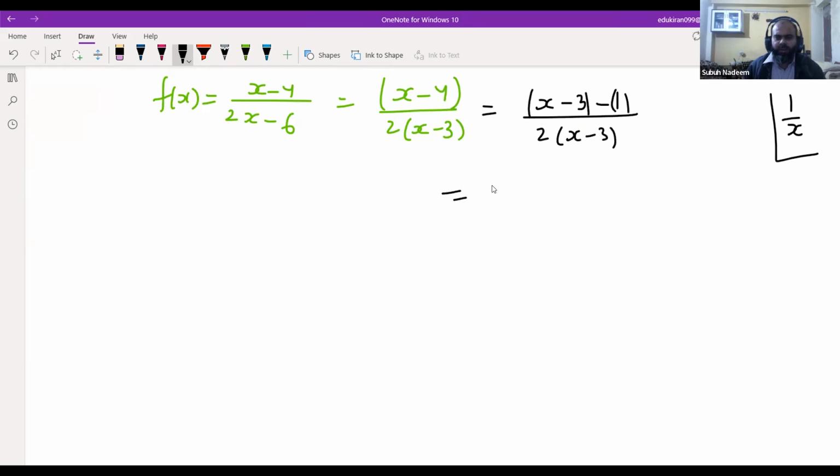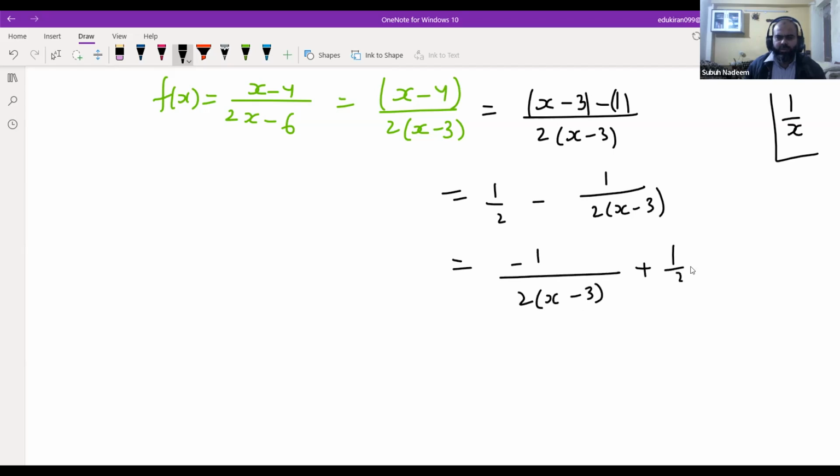And it will become 1 by 2 minus 1 by 2(x minus 3). So this is sort of minus 1 by 2(x minus 3) plus 1 by 2. So this way, if you want to do, this is also a way. Now, the 1 by x graph, we all know. This is the 1 by x graph.